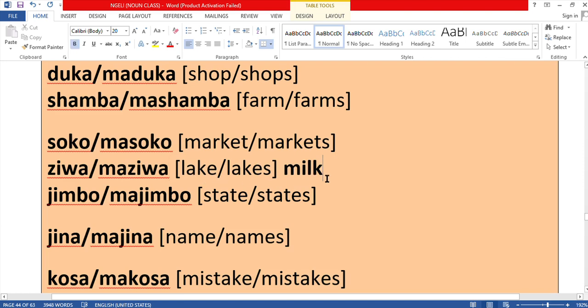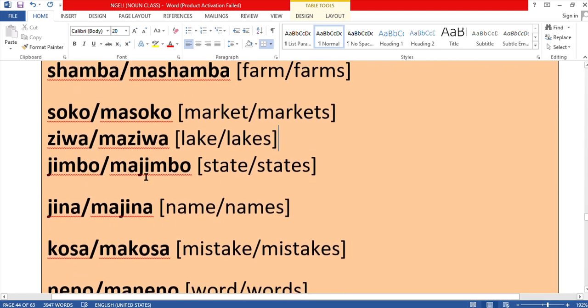So don't get confused, okay? As they exist in plural form, they will take the formation of these words just in their plural form. So we will just see in the examples as we continue.